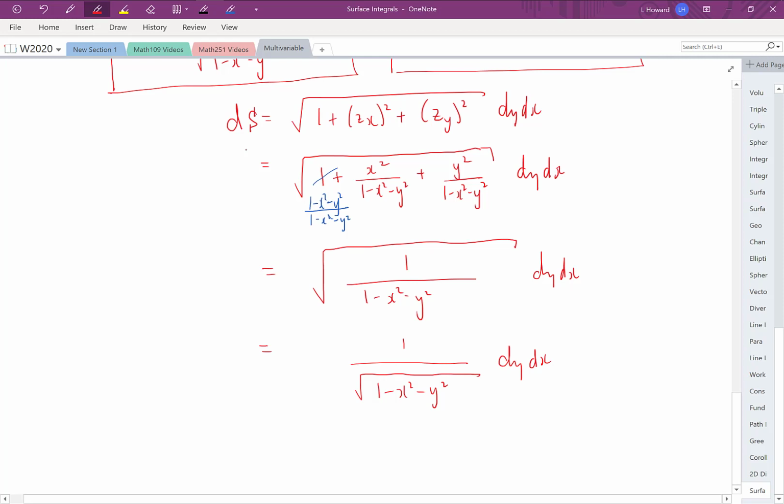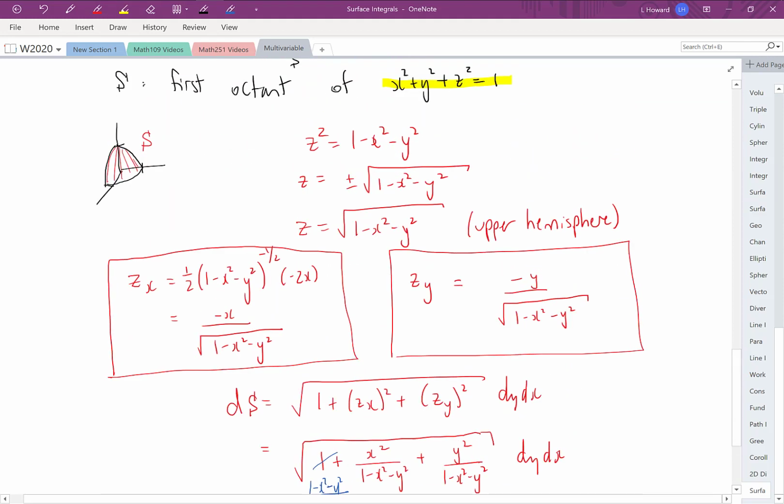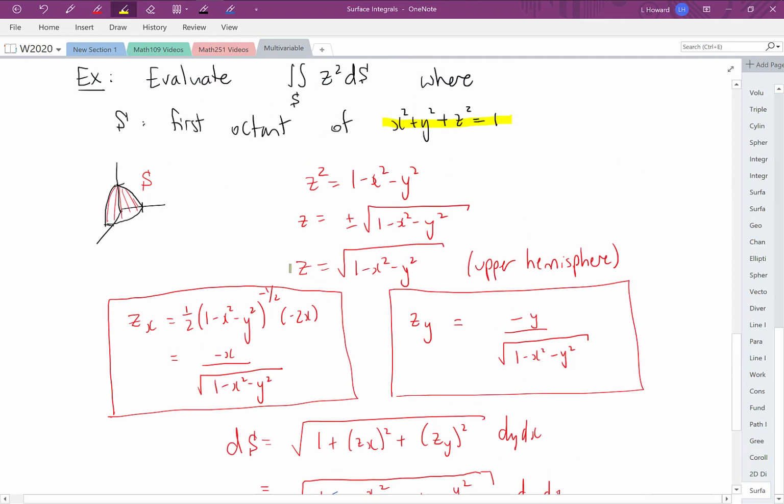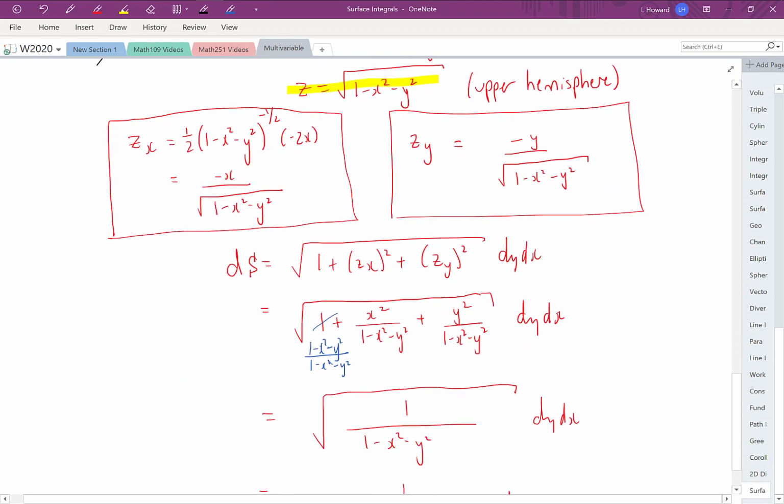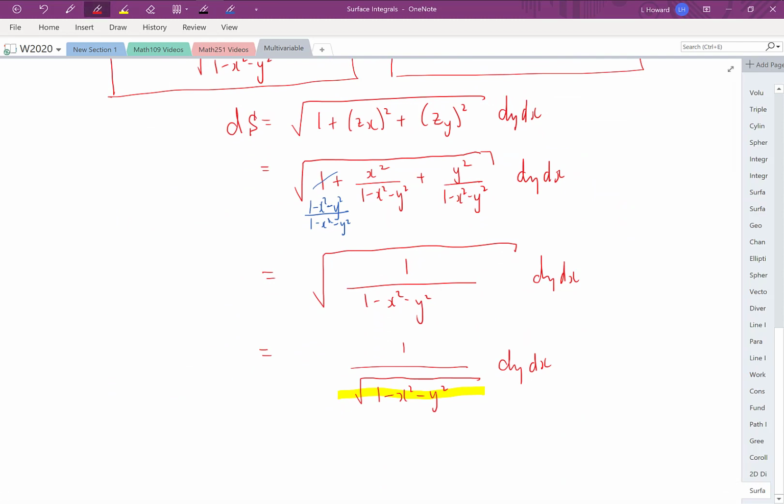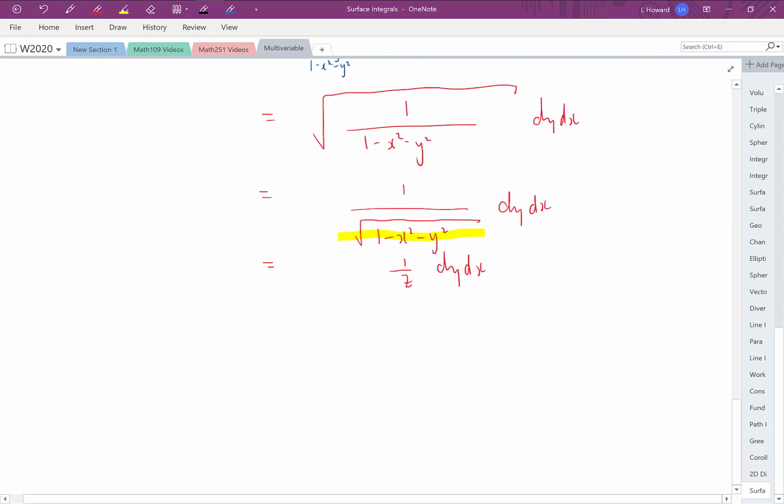Now, just to avoid a little bit of writing here, let's notice that this root in the denominator is actually an expression that we've seen earlier in this problem. Remember, we said up here, z is that square root of 1 minus x squared minus y squared. So if we wanted the minimum amount of writing, we could say this is 1 over z times dy dx. And when we go over to our surface integral, it's going to be nice to have that written down concisely.